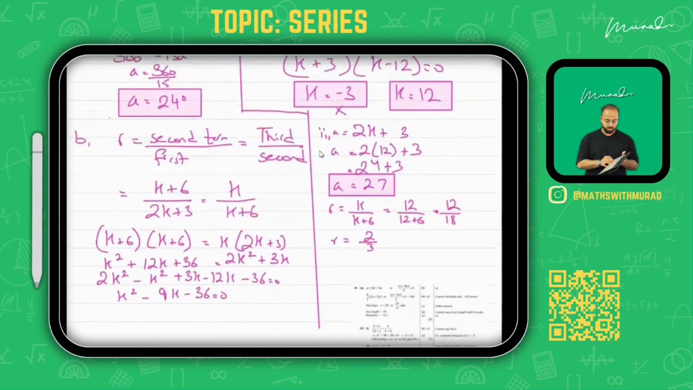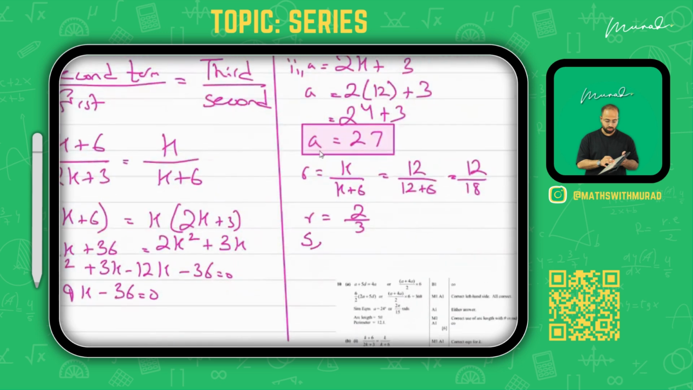Now use the formula for the sum to infinity. This is the formula: a upon 1 minus r. I'm going to put down the values. This is 27 upon 1 minus 2 upon 3. Use your calculators. And this value is going to be equal to 81.